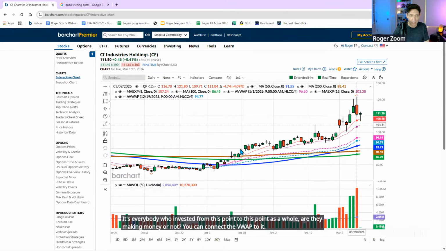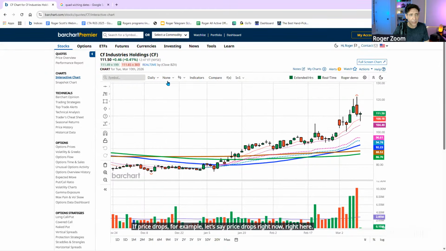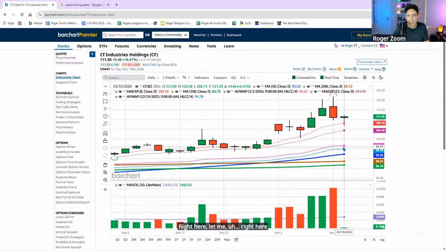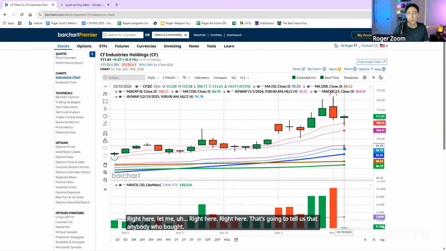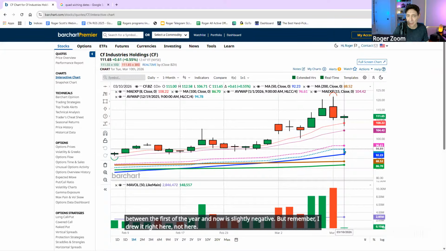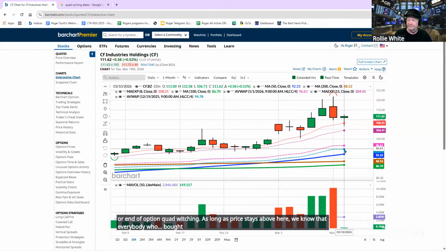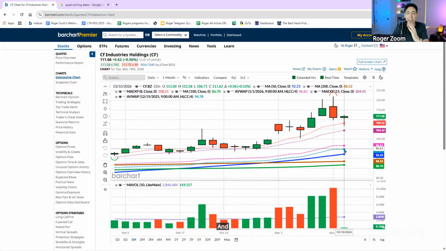So if price drops, for example, let's say price drops right now, right here, that's going to tell us that anybody who bought between the first of the year and now is slightly negative. But remember, I drew it right here, not here. This is still the beginning of the quarter, previous quarter, or end of option quad witching. As long as price stays above here, we know that everybody who bought between option expiration and last option expiration and today is still profitable.